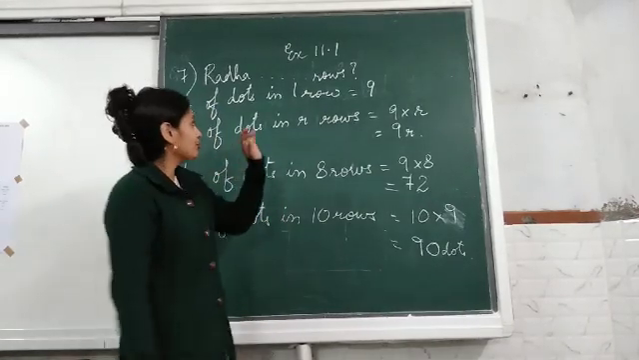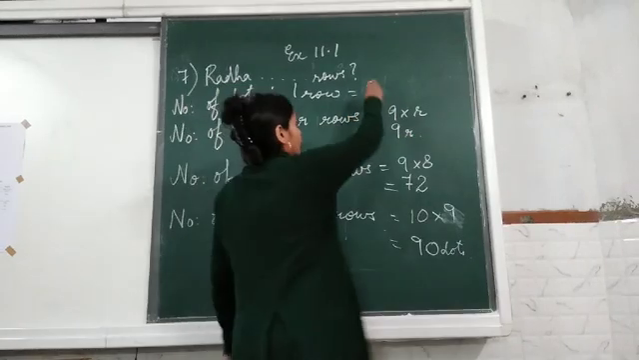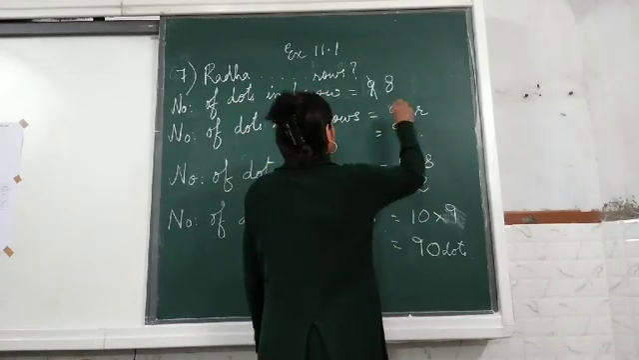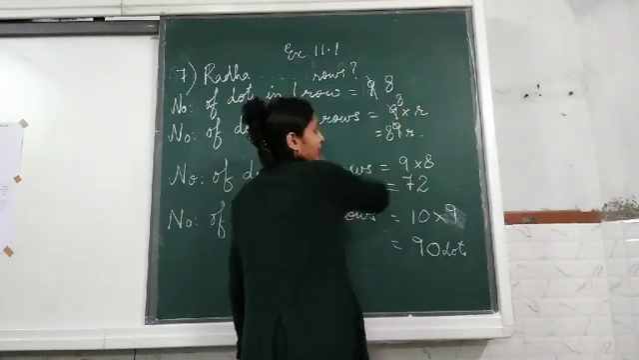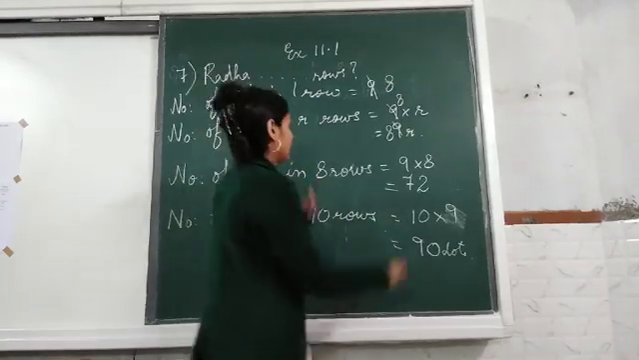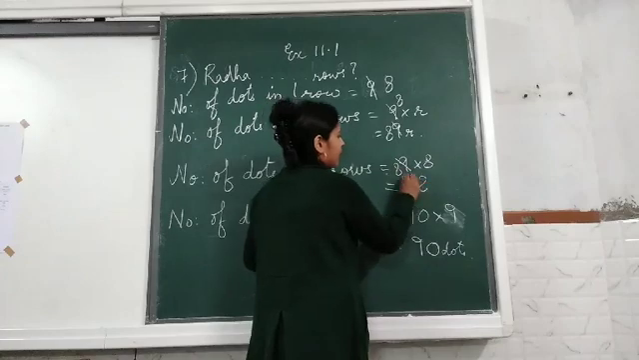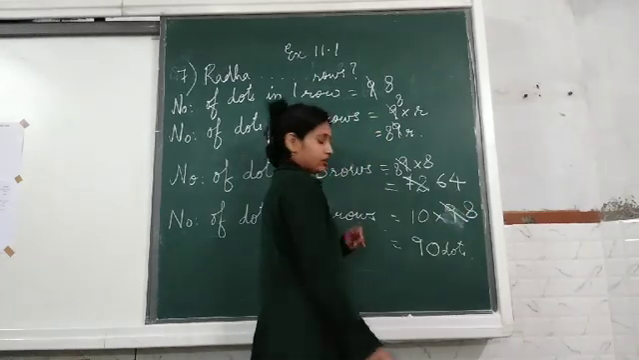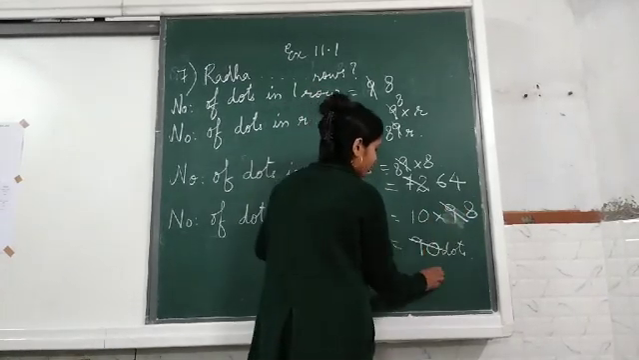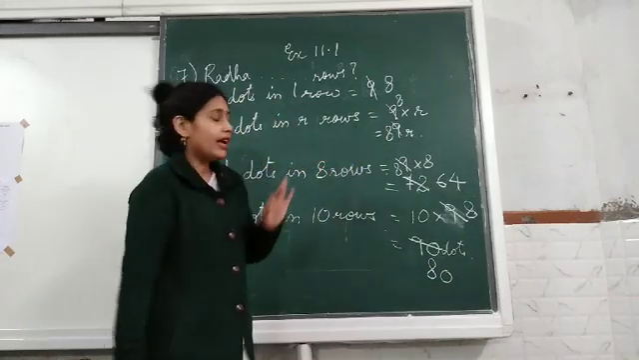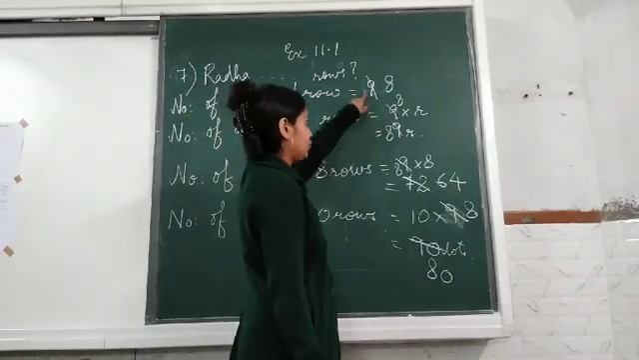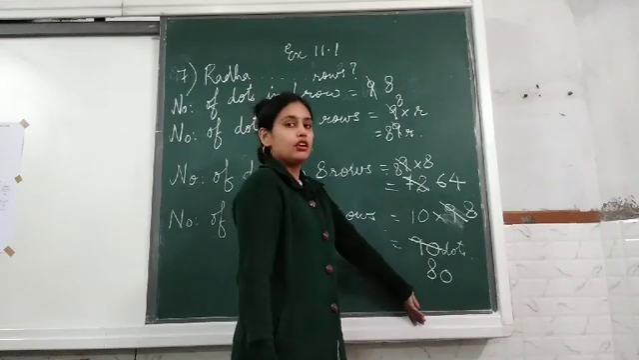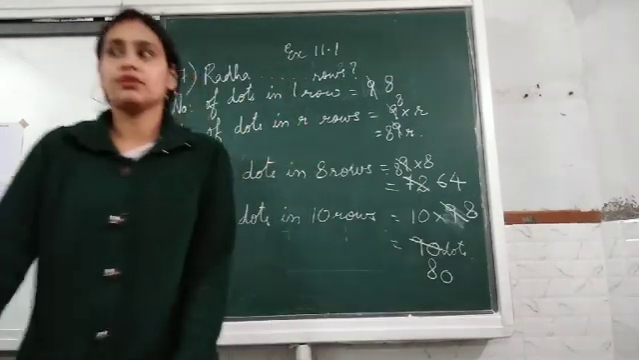Now change. In some books, the number of dots is 8. So instead of 9, what will come here? 8. Please do it. Here also 8 and here also 8. And here instead of 9, 8. 8 8s are 64. And here also instead of 9, 8, because the number of dots is 8. So 10 8s will give you 80. So I have done the changes according to the book. If in your book it's written 9, you do the 9 one. If in your book it's written 8, I have done the changes, you do that. So this completes question number 7, children.